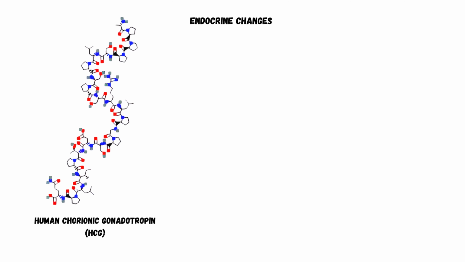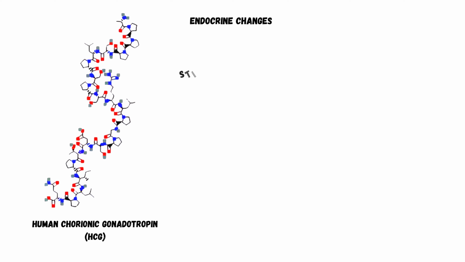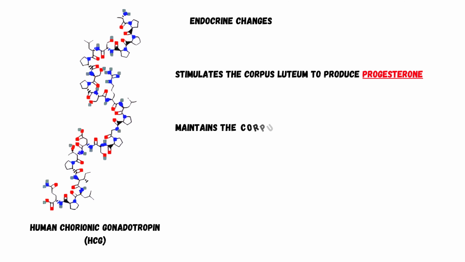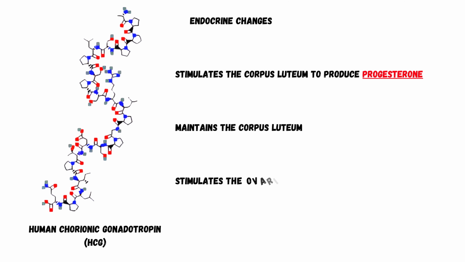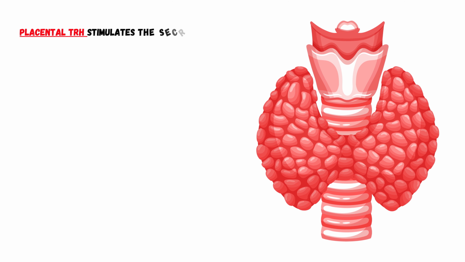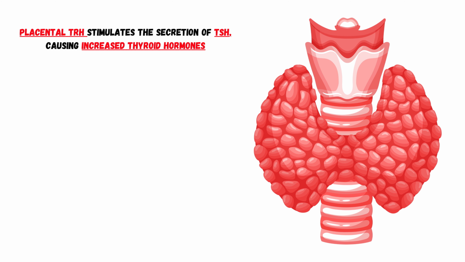Endocrine changes are also significant during pregnancy. Human chorionic gonadotropin, or HCG, has several important functions. It stimulates the corpus luteum to produce progesterone, maintains the corpus luteum, and stimulates the ovaries to produce estrogen and progesterone until the placenta takes over. Placental TRH stimulates the secretion of TSH, causing increased thyroid hormones.